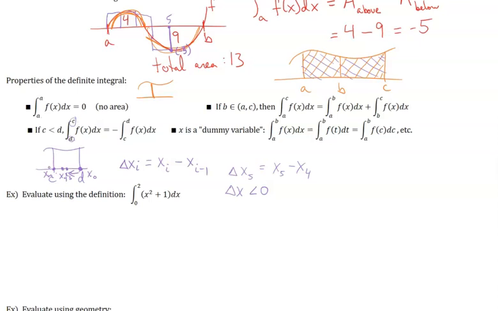So the way that we switch this is we flip it upside down, go from c to d, but then we put a negative in front because it will be the opposite of what we would get if we go from c to d, okay?